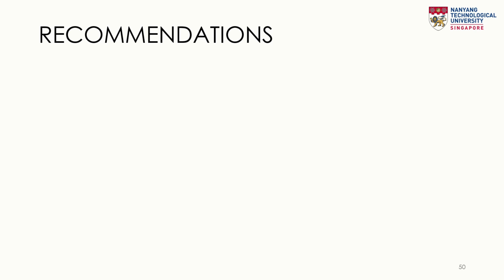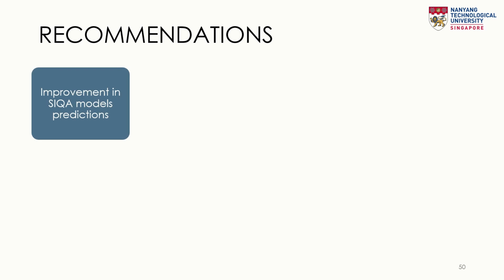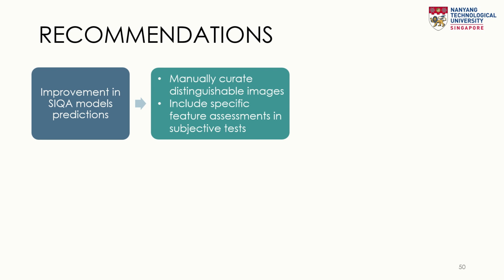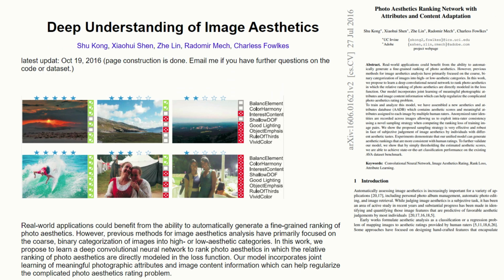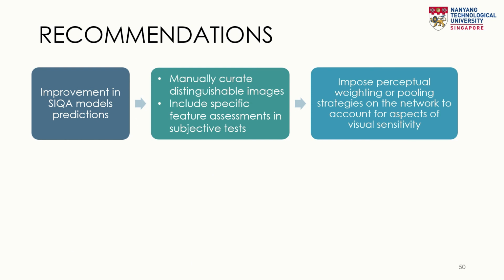First, score prediction is a highly challenging problem mainly due to noise in human ratings. One way to improve the performance of SIQA models would thus be creating subsets of PSIQAD where each subset has images with similar features. This could be done by manually curating easily distinguishable images or having specific feature assessment in subjective tests, similar to the one done in the AADB database. With the different features that subjects use to evaluate the quality of stylized images, it is possible to impose perceptual weighting or pooling strategies on the network to account for the different aspects of visual sensitivity.